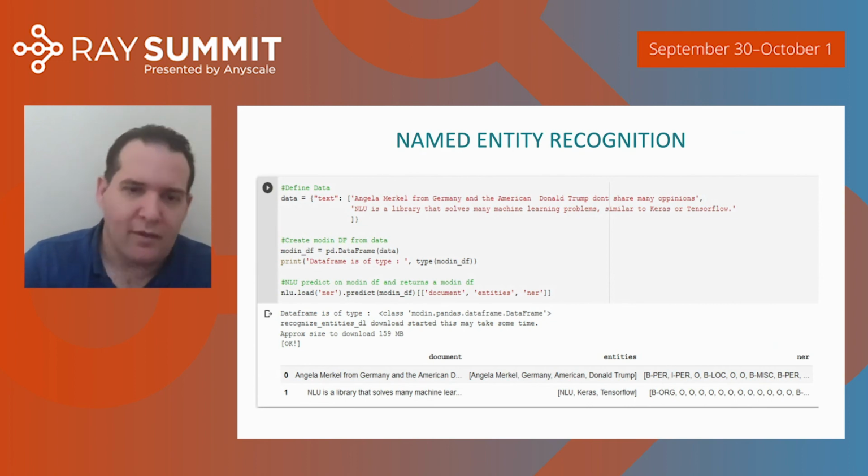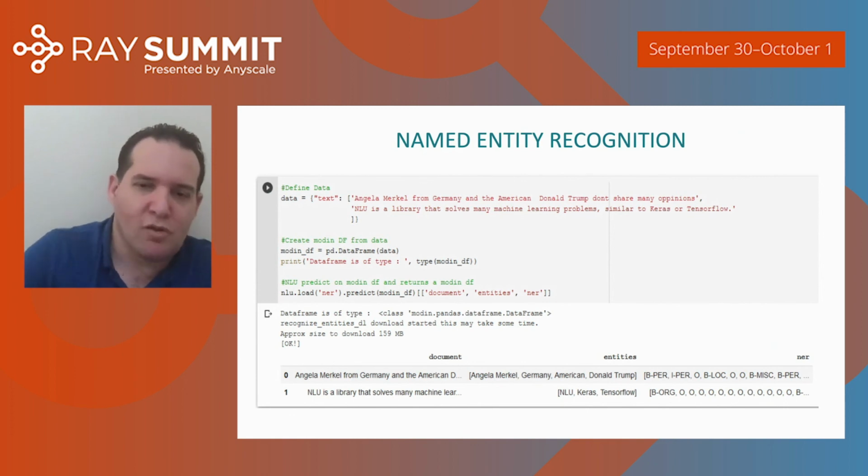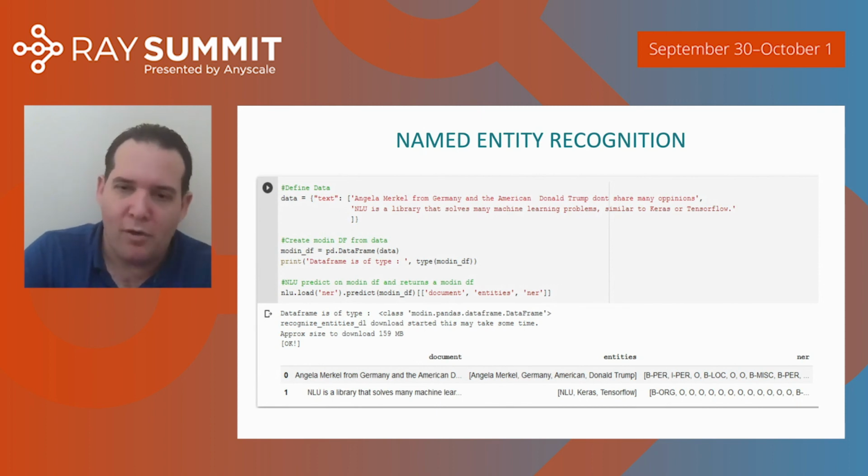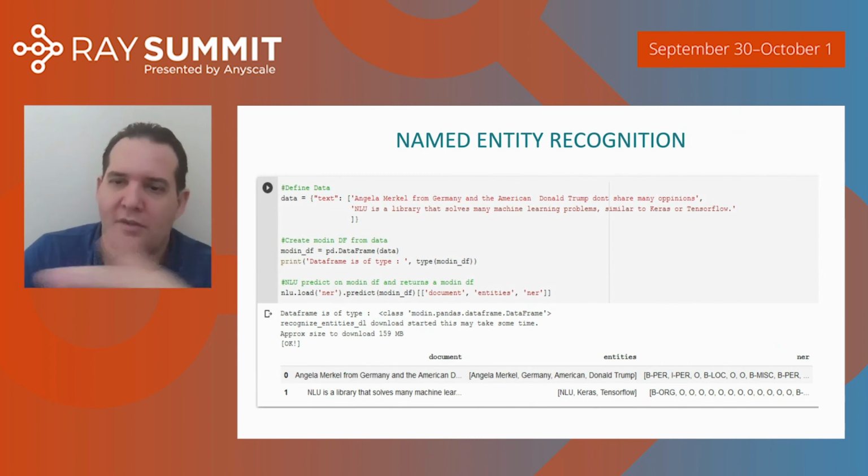And you can see the result. Document: Angela Merkel from Germany and the American, and so on. That's a document. You can see the 4 entities that were extracted: Angela Merkel, Germany, American, and Donald Trump. And you can see in the NER column the first 2 tokens, B pair and I pair. B pair means beginning of a person entity. I pair means a continuation of a person entity. O means nothing. So Angela is the beginning of a person, Merkel is the end of a person, from is nothing, and Germany is a country, so it's B location, and so on.